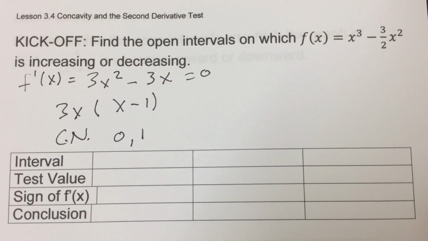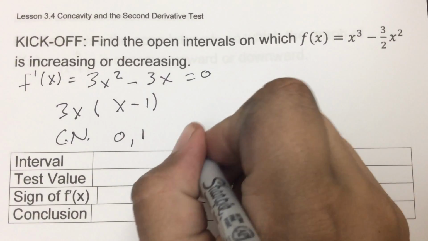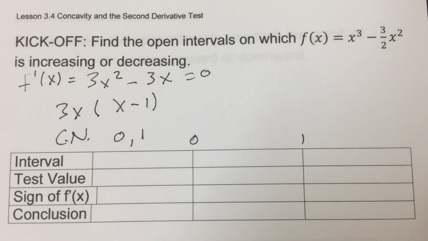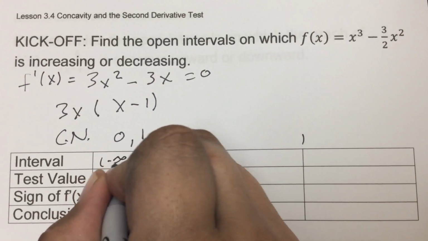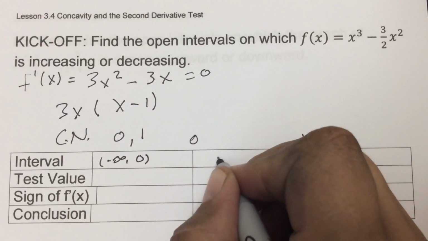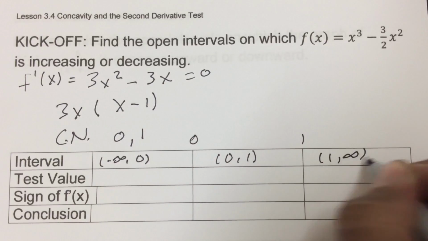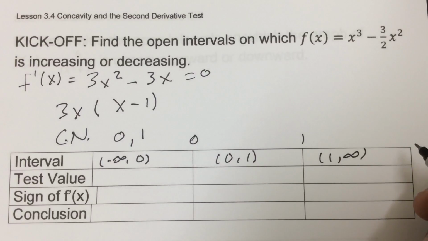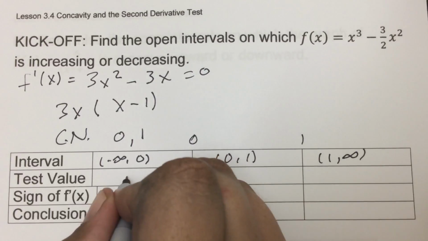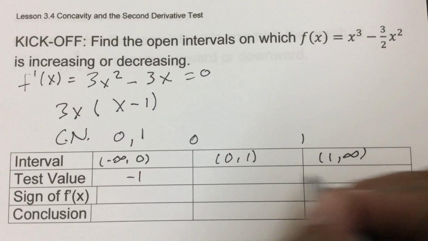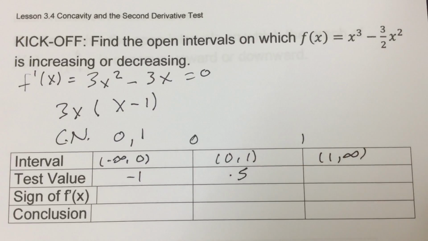So we're going to set this up. So we have 0 and 1 as our breaks. So the intervals would go from negative infinity to 0, 0 to 1, and 1 to infinity. So some test values. Let's go negative 1. Let's go 0.5. And let's go 2.